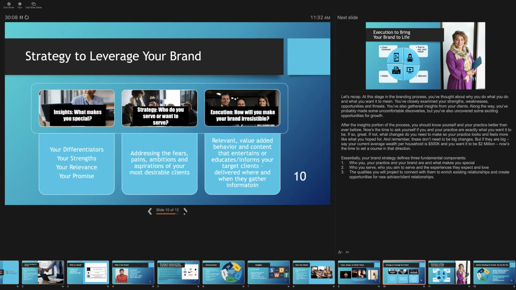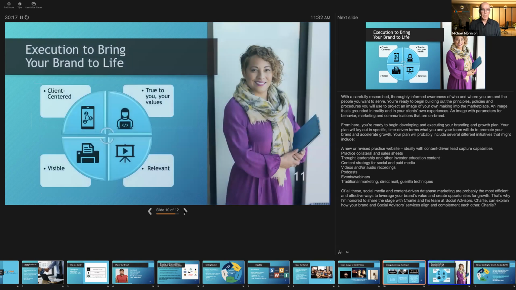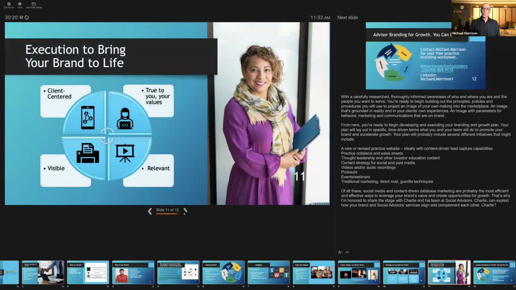Okay, so let's recap. At this stage in the branding process, with a carefully researched, thoroughly informed awareness of who and where you are and the people you want to serve, you're ready to begin building out the principles, policies, and procedures you'll use to project an image of your own making into the marketplace.